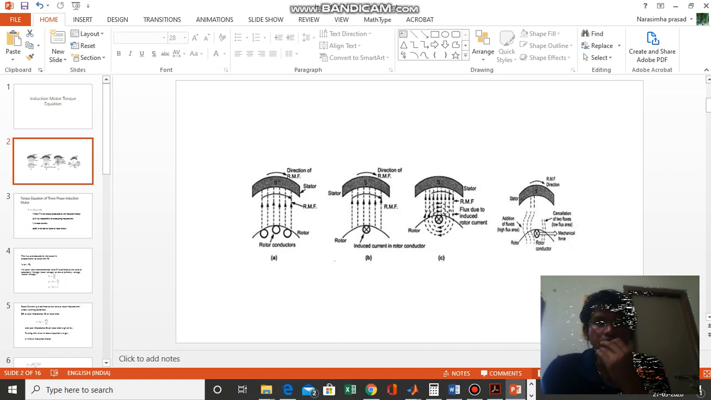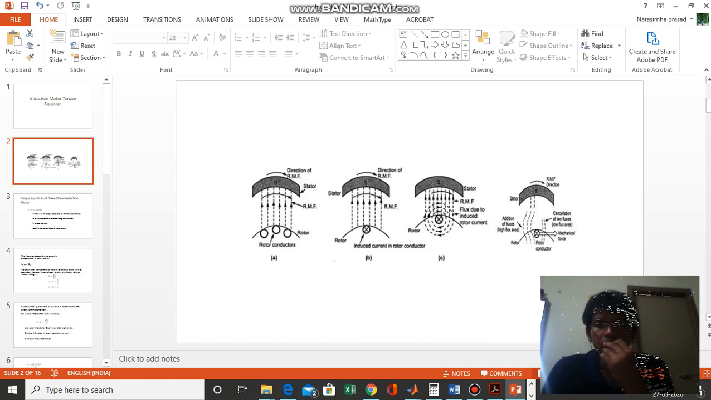A rotating magnetic field is nothing but a pair of north and south poles that keep on rotating. Say this is the direction of the rotating magnetic field. Let us suppose this is the south pole of the rotating magnetic field, so that the lines of flux go inwards into it, and these are the rotor conductors. Whenever this rotating magnetic flux cuts the stationary conductors, some current is induced in the rotor conductors. As the current is induced in the rotor conductors, it again produces some flux lines like this.